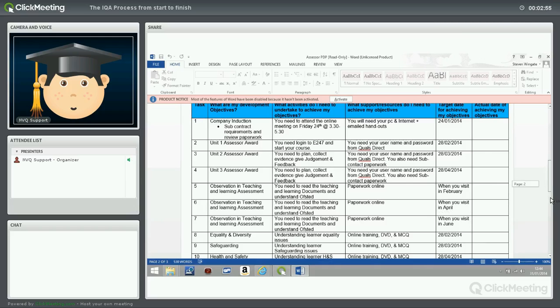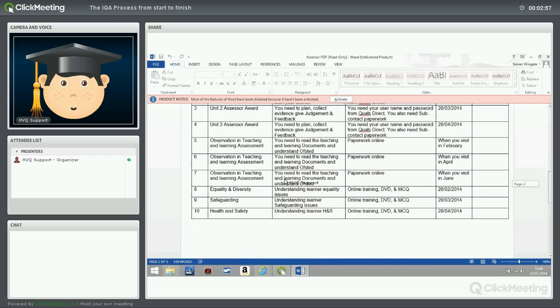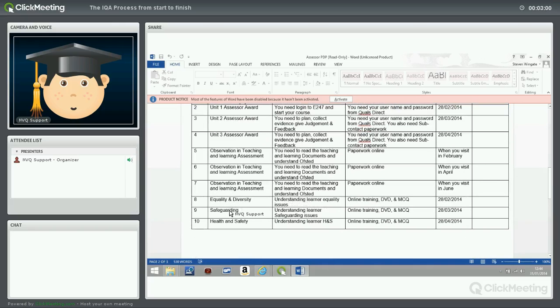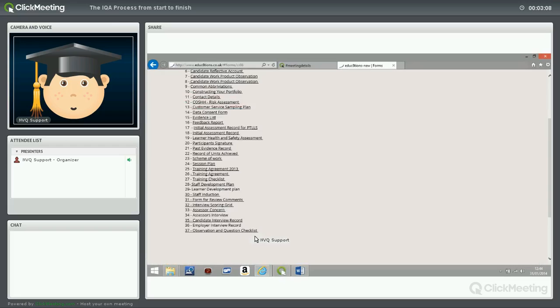Further down, they're there to plan observations of your teaching and learning, and to support you to understand equality, safeguarding and health and safety issues. So that's one of their first roles. Their second role is to work alongside you to undertake observations of your work and discuss your caseloads. So if they have any concerns, they'll fill out an assessor's concern form.